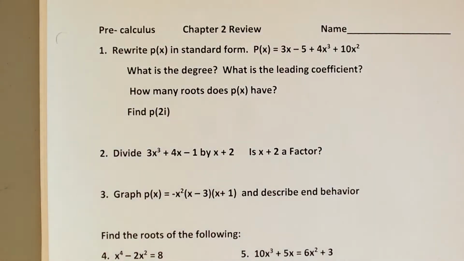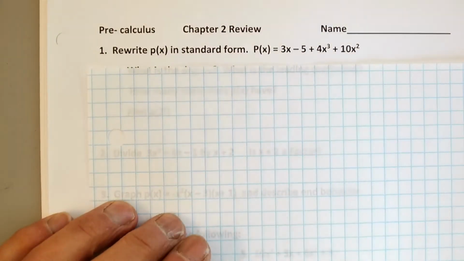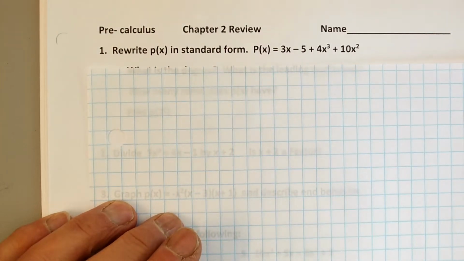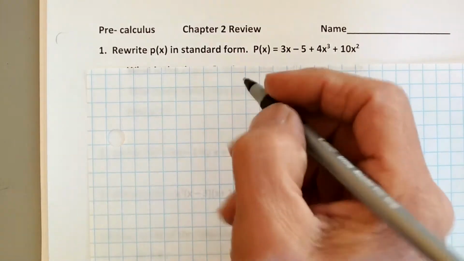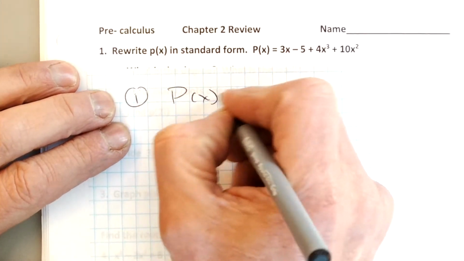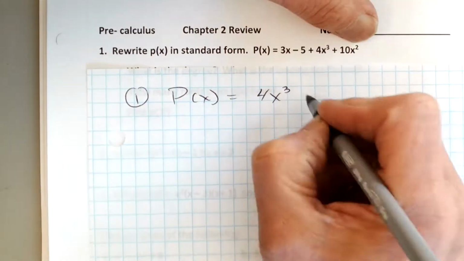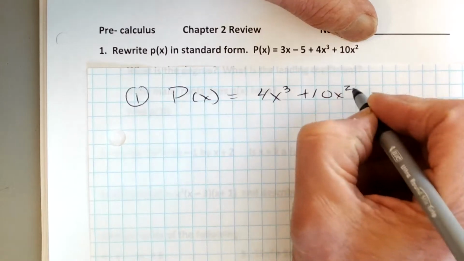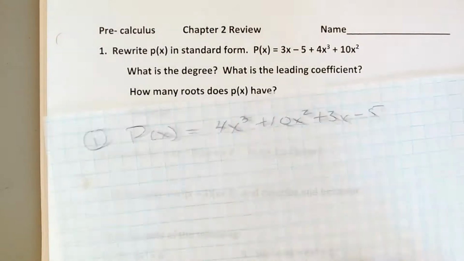So standard form, the first thing I'm going to do is rewrite, so the biggest exponent goes first. And I'm going to go kind of fast on this because you can always pause the video at any time you want, but I'll start with in standard form. Number one, I'll go p of x is equal to, that's my largest exponent, 4x cubed, then plus a 10x squared, plus a 3x minus 5. Okay, that's in standard form.